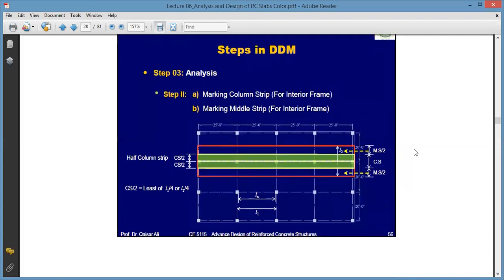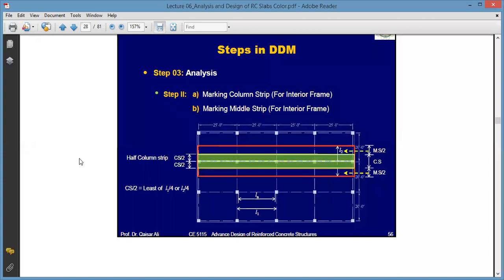Now, once you divide your east-west frame into these two parts, the next thing to remember is this: you can call it the column strip. This is the column strip. Within the frame, this is the column strip.